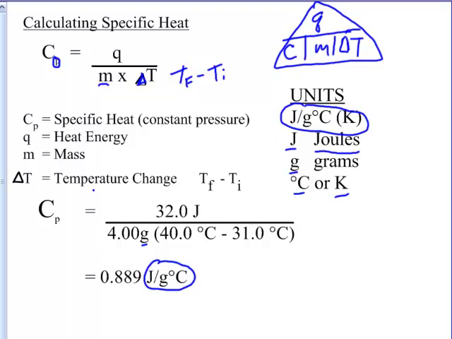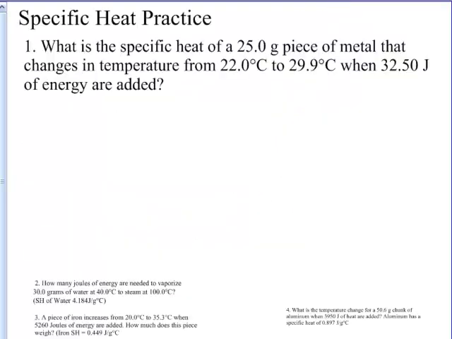Okay, so let's try a couple problems. Here's our first problem. We want to find the specific heat of a 25 gram piece of metal that has a change in temperature from 22 to 29, and then look at the units we're putting in for joules. Okay, so we're going to solve for specific heat. So I like to write the formula out first. So C equals Q over M times delta T, and then let's plug them in.